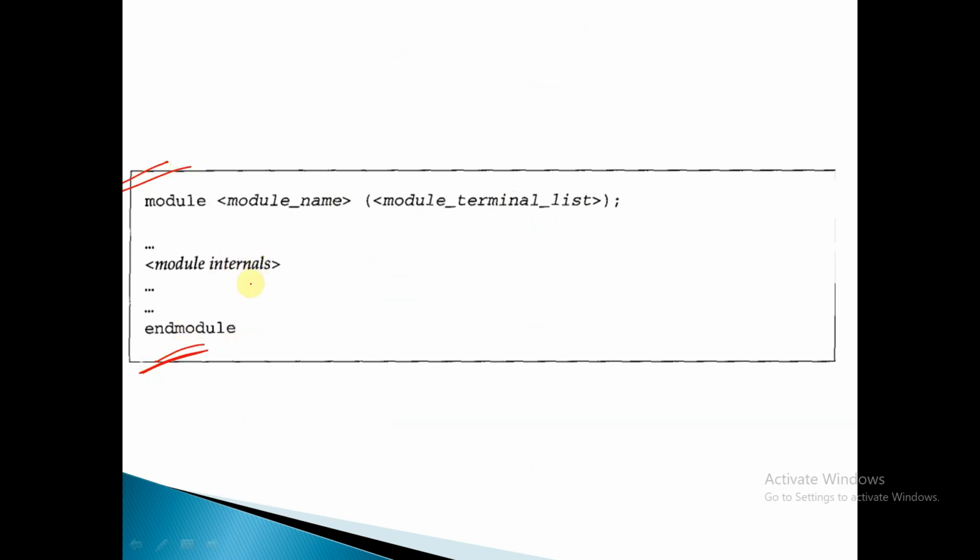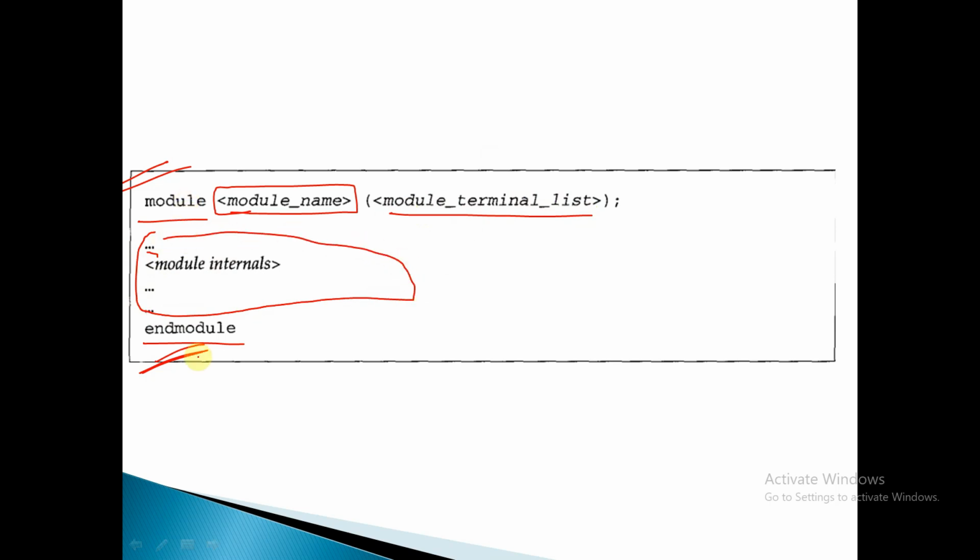You can note it down or take a screenshot. Module is a keyword, followed by the module name, and ends with the endmodule keyword. You can give any name, but there are some rules to follow when giving your module name, which we will discuss in upcoming slides. The module terminal list I will discuss now, followed by the internal code. The code you write will be between module and endmodule only. After completing your code, you write endmodule. These two are your keywords.